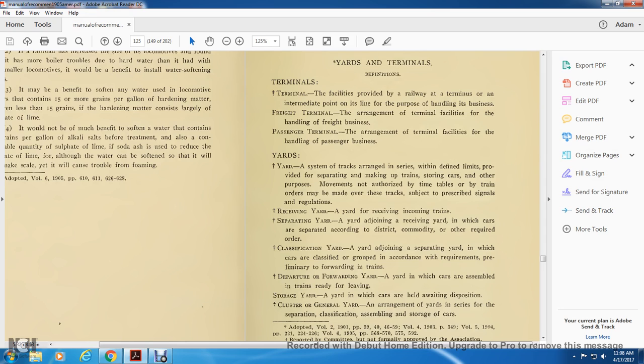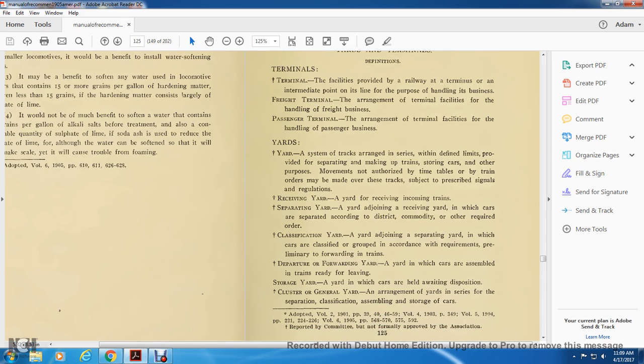Receiving yard: the yard for receiving incoming trains, adjoining the separating yard, in which the cars are separated according to district and in the other required order. Classification yard: a yard adjoining a separate yard in which the cars are classified and grouped in accordance with the requirements of the preliminary forwarding in the train. Forwarding yard: the yard in which cars are assembled in the train ready for leaving.